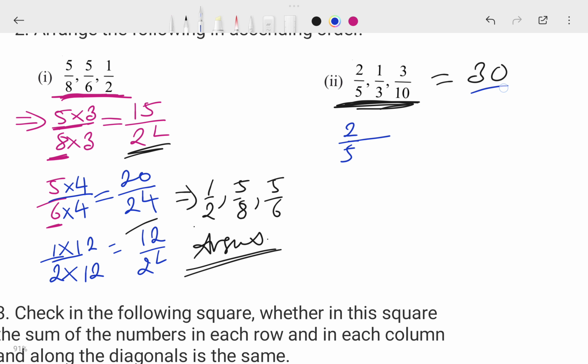In the 5 table, is 30 there? Yes, it is there. How many times? It is 6 times. So we will multiply by 6 downwards and upwards also. It is going to be 12 by 30.